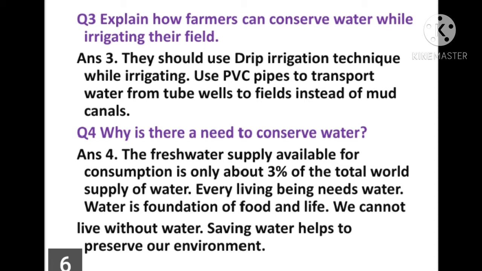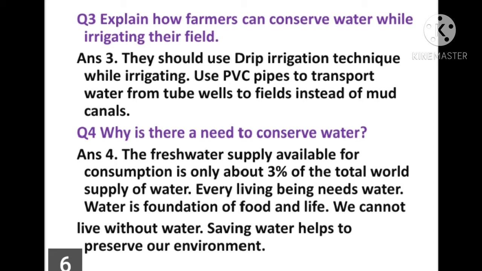Question 3. Explain how farmers can conserve water while irrigating their field. Farmers can conserve water while irrigating their field by using drip irrigation technique. Use PVC pipes to transport water from tube wells to fields instead of mud canals. So by these two methods, farmers can conserve water. By drip irrigation, the water is given to the individual plant and not to the whole field.